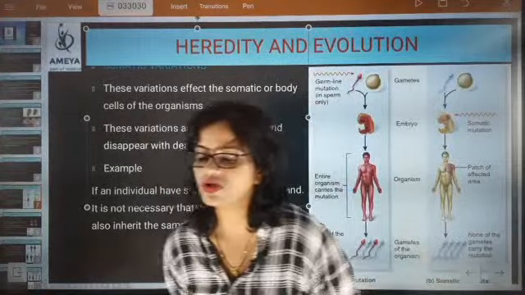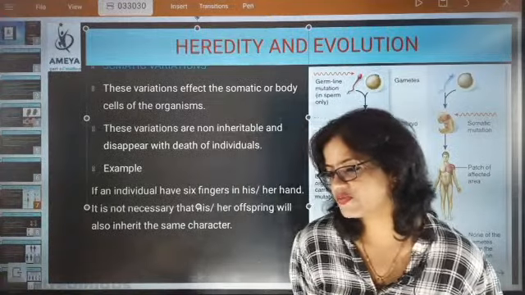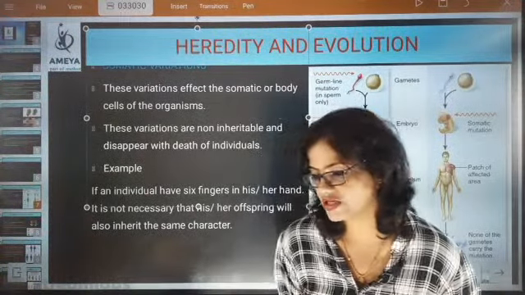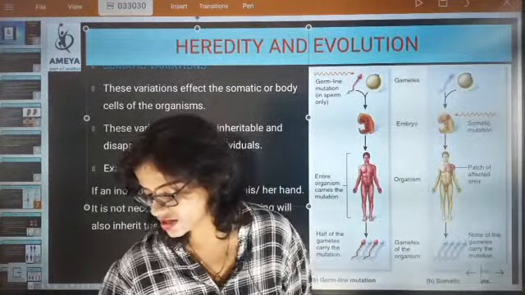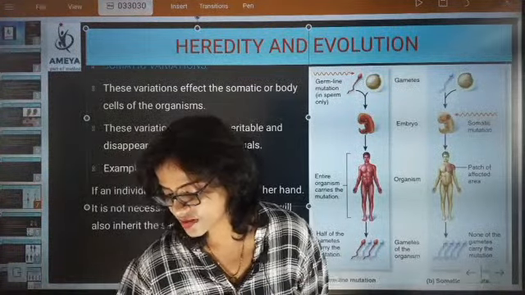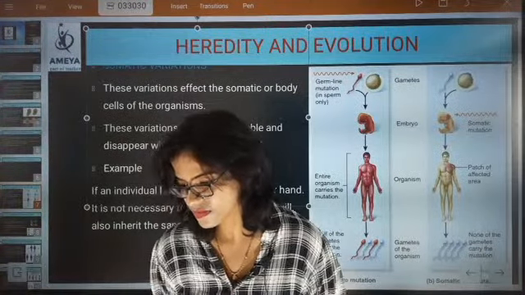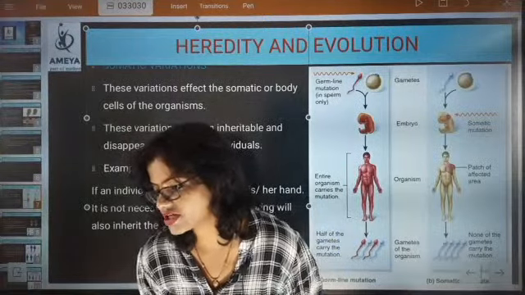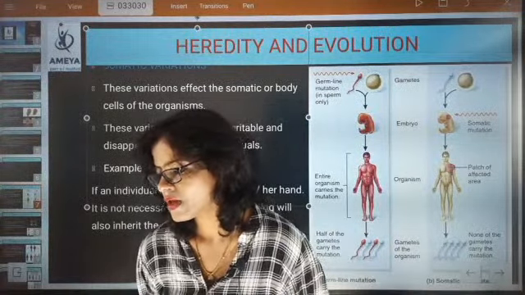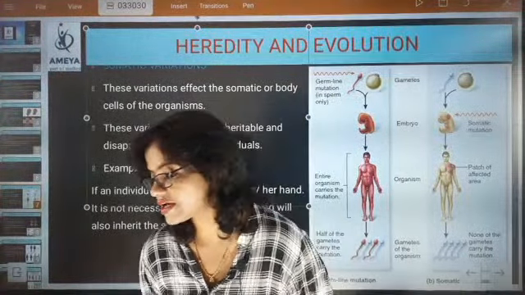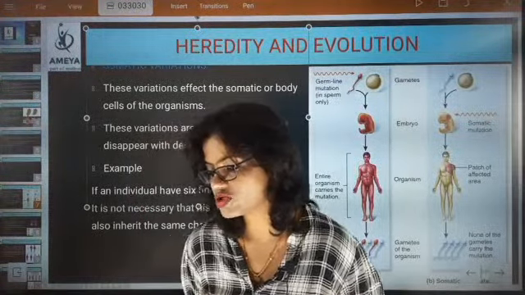So what is the difference between somatic variation and genetic variation? Everyone just answer the question quickly. Somatic variation, good evening Saran. Come on, start answering the question fast. What is the difference between somatic variation and genetic variation? Good evening Kavya. Somatic and genetic. Tell me quickly.